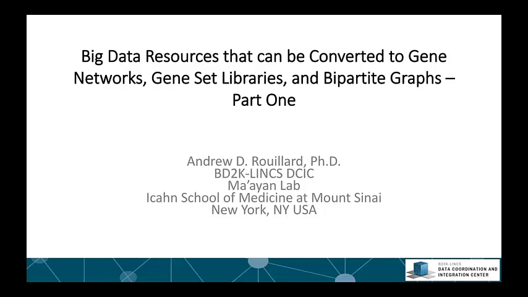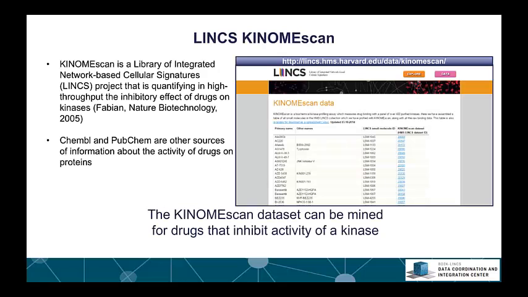In this lecture, I'll introduce several data sets that provide information about relationships between drugs, proteins, genes, and phenotypes. The LINCS KINOMEscan dataset contains measurements of the inhibitory effect of hundreds of small molecules against hundreds of kinases. This data is useful for discovering off-target effects of small molecules and understanding which kinase signaling networks are perturbed by which small molecules. ChEMBL and PubChem are other resources that contain bioactivity data for small molecules.